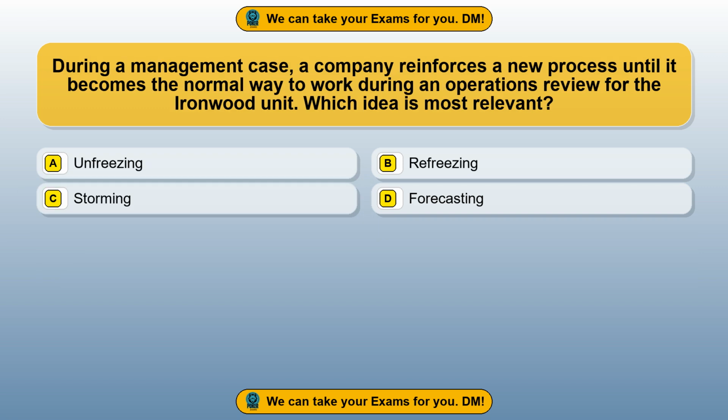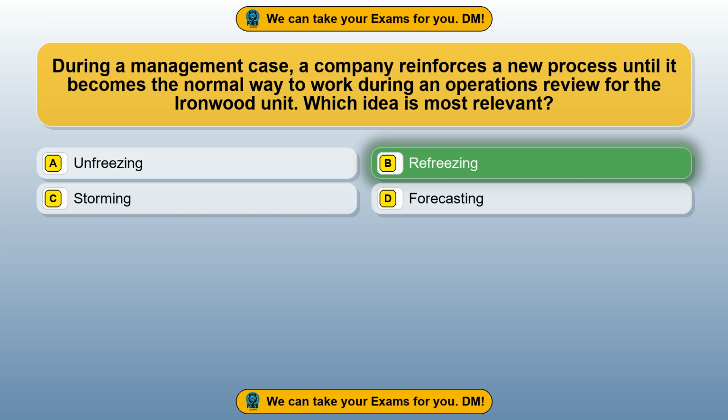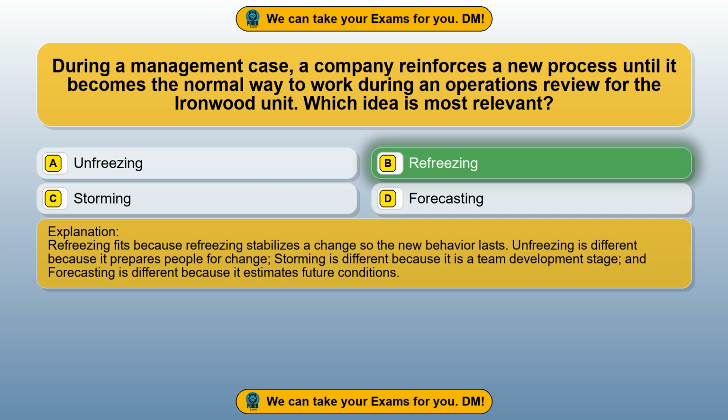Question 62. During a management case, a company reinforces a new process until it becomes the normal way to work during an operations review for the Ironwood unit. Which idea is most relevant? Option A, unfreezing. Option B, refreezing. Option C, storming. Option D, forecasting. The correct answer is option B, refreezing. Refreezing fits because refreezing stabilizes a change so the new behavior lasts. Unfreezing is different because it prepares people for change, storming is different because it is a team development stage, and forecasting is different because it estimates future conditions.